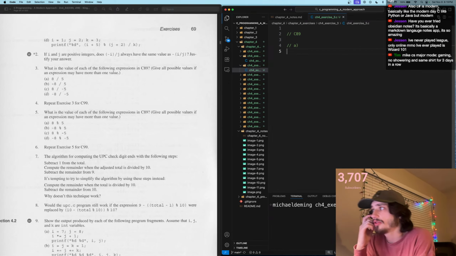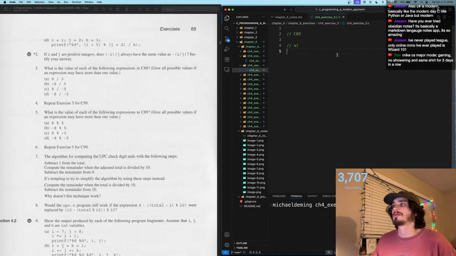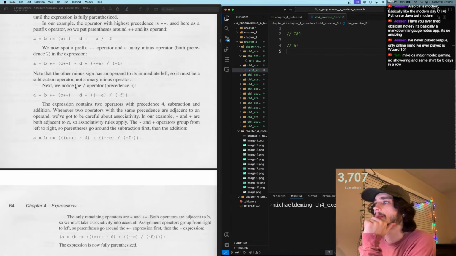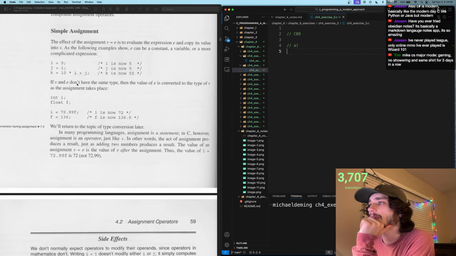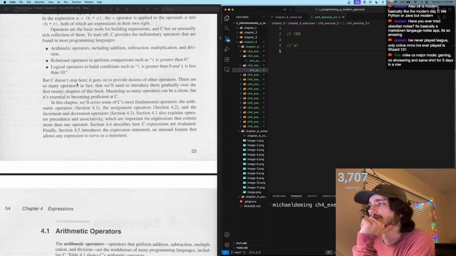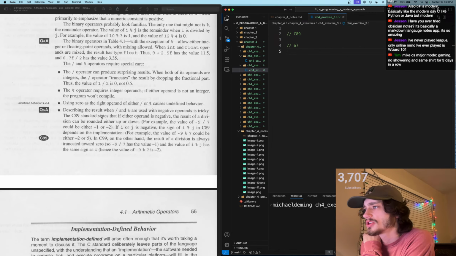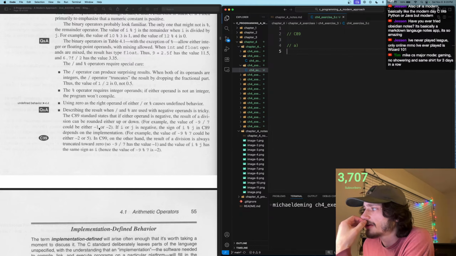So in C89, all the possible values for the expression would have more than one value. So C89, let's go back up. We talked about how describing the result when division and modulo are used with negative operands is tricky. The C89 standard states that if either operand is negative, the result of a division can be rounded either up or down. For example, the value of negative 9 divided by 7 could either be negative 1 or negative 2.